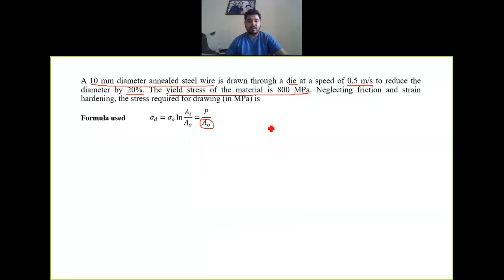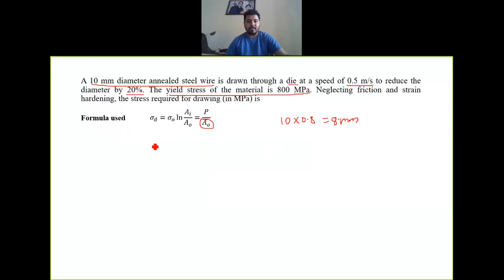The reduction in the diameter is 20% here. So the initial diameter is 10, and the diameter is reduced by 20%. Then we have to multiply it with 0.8. So we get 8 mm. The 8 mm will be the outer diameter after the wire drawing operation.